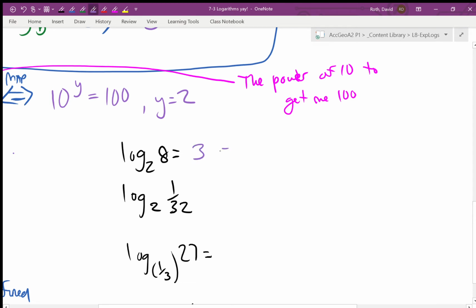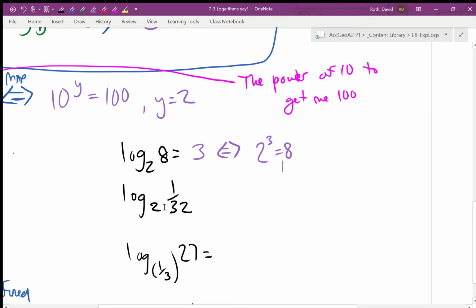Now, could I map that? If I were to map that, what would it look like? Well, the base of 2 to the third power should be equal to 8, and we know that to be true from our exponential unit we did a couple days ago. Okay, this next one is a whole lot trickier.